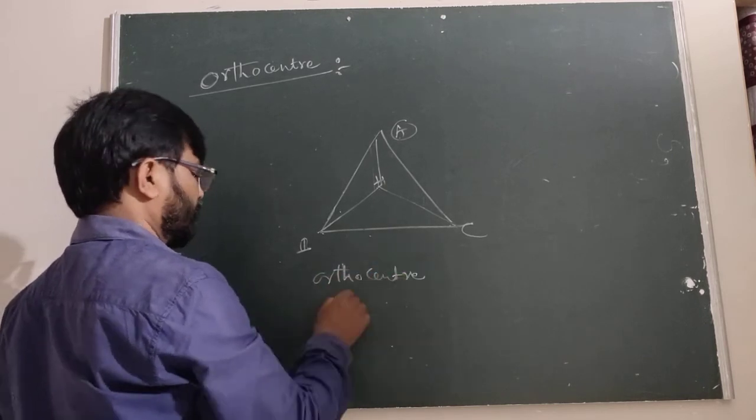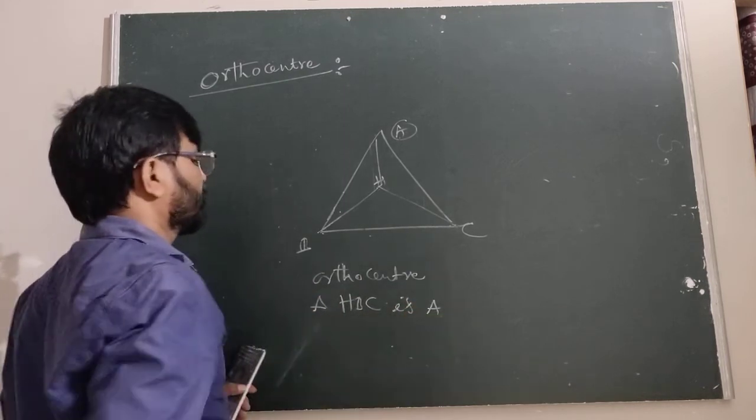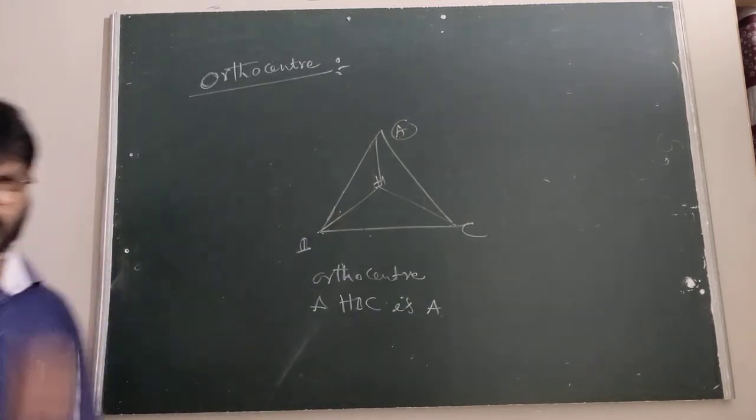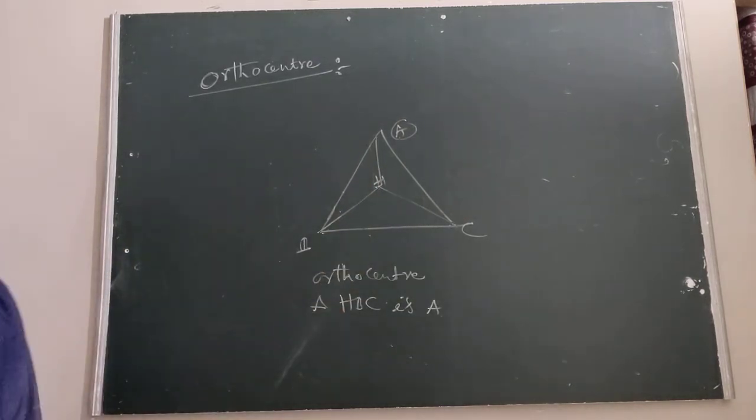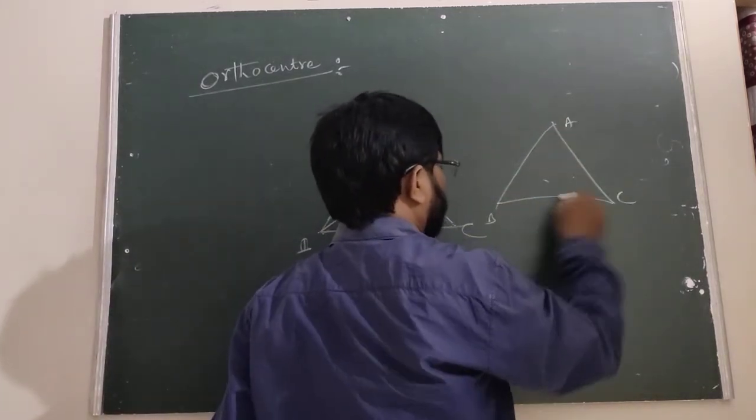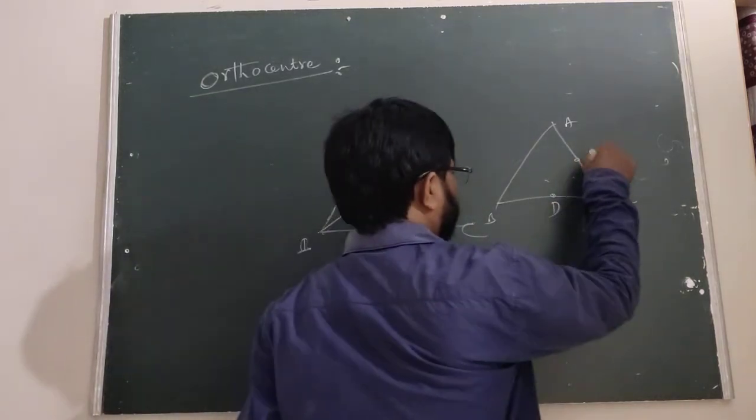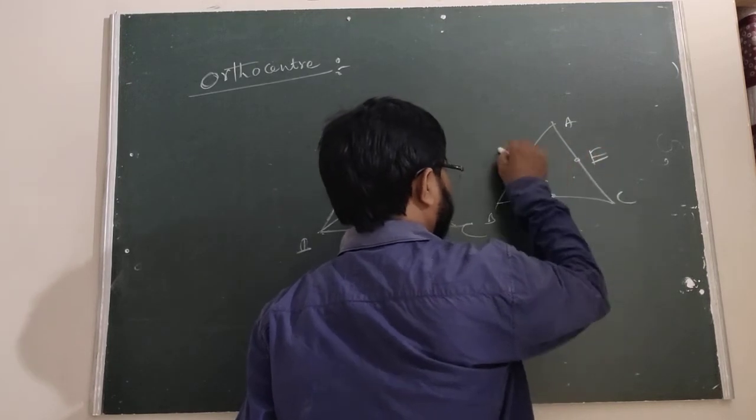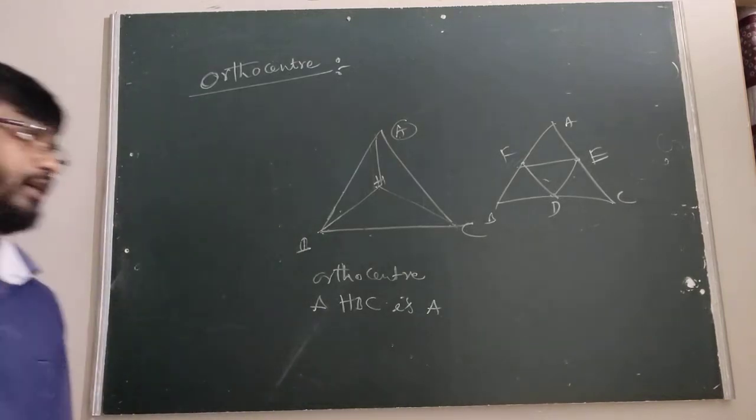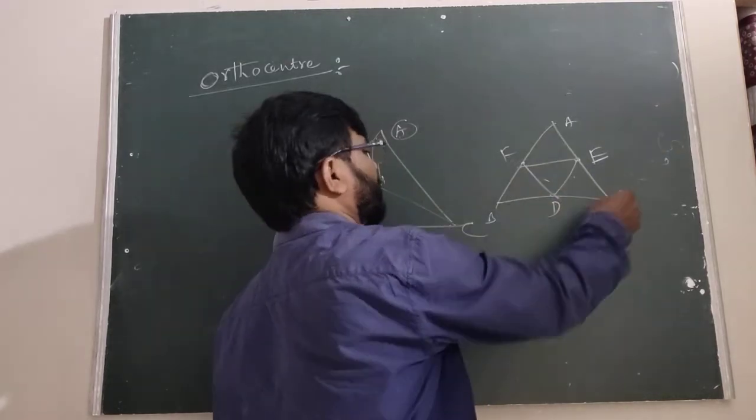Orthocenter of triangle HBC is the vertex A. Similarly, orthocenter of HAB is C. So this is about when you know the orthocenter. Suppose in triangle ABC, D is the foot of the perpendicular of the altitude through A. This is F, this is E. The triangle DEF is called the pedal triangle, where D, E, F are the feet of the altitudes drawn from A, B, C.